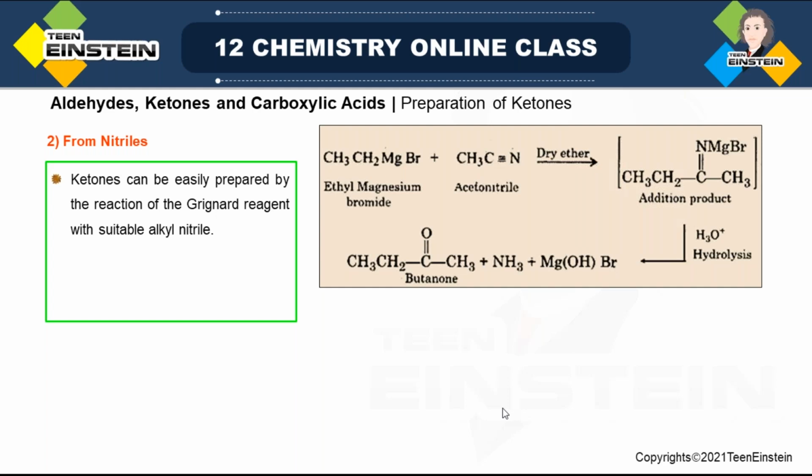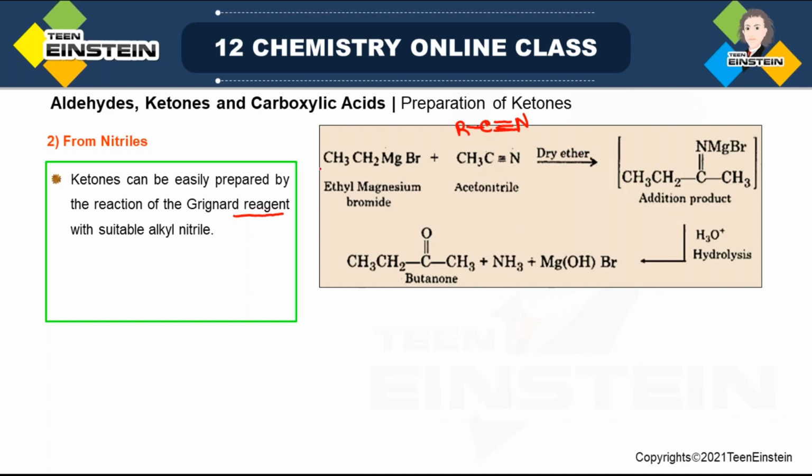Second method. Now the starting material is nitrile. Ketones can also be prepared by the reaction of Grignard reagent with suitable alkyl nitrile. Okay, so when we are saying nitrile, general structure you can write RC triple bond N, but here we have taken acetonitrile, CH3C triple bond N, and the Grignard reagent we have taken ethyl magnesium bromide. Dry ether, always whenever we use Grignard reagent, it is ether solvent and it must be dry.